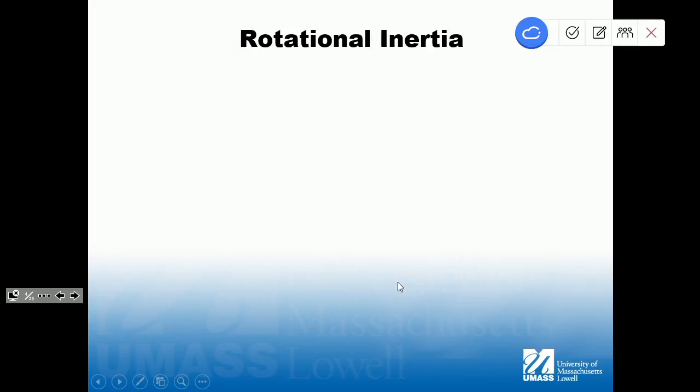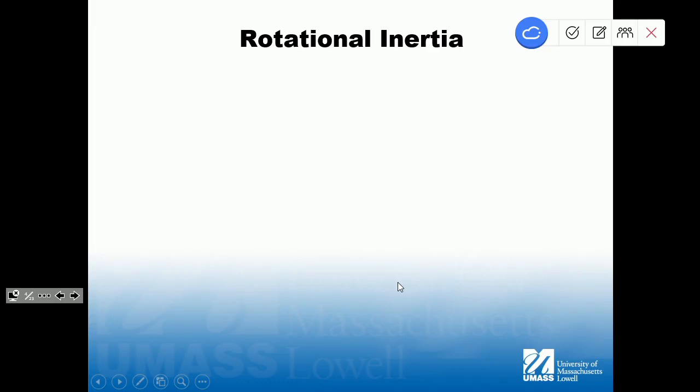Okay, before we actually move on to that, when we discussed translation, Newton's first law was the law of inertia, which basically said that an object will continue in a state of constant velocity unless acted upon by an external force. Everyone remember that part? Okay. What physical quantity measures inertia? Mass, right? We all remember that? Okay. Now the question becomes, what physical quantity measures rotational inertia?